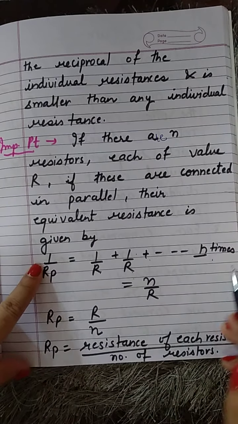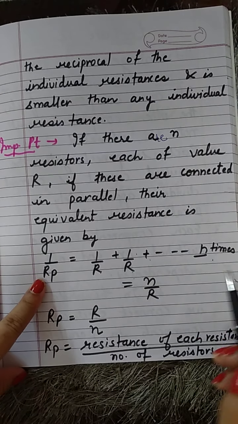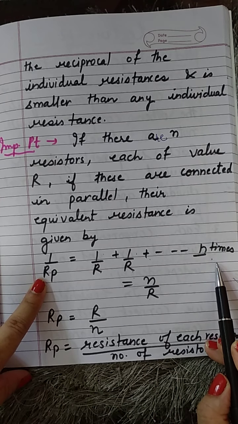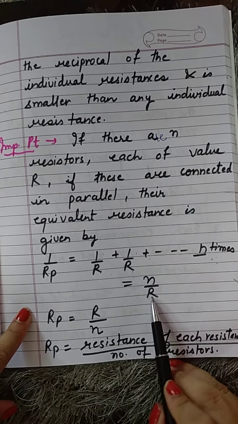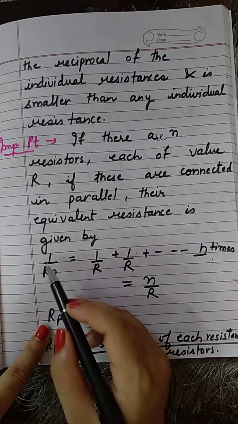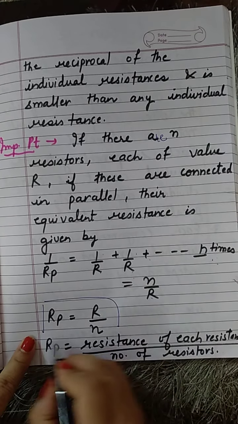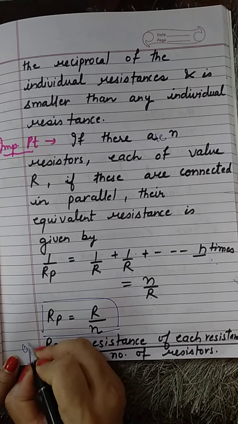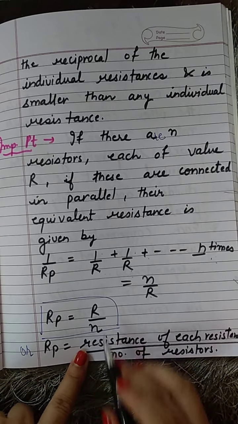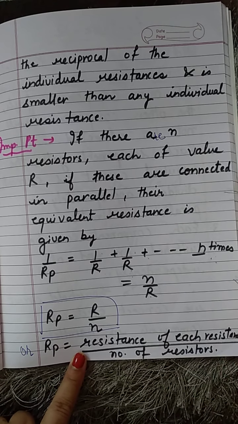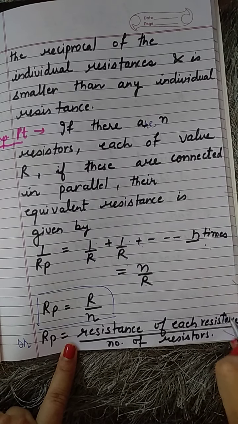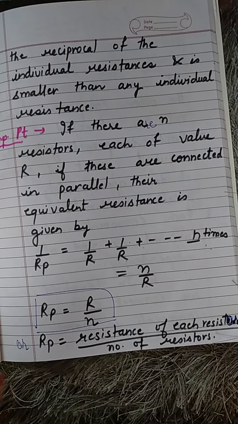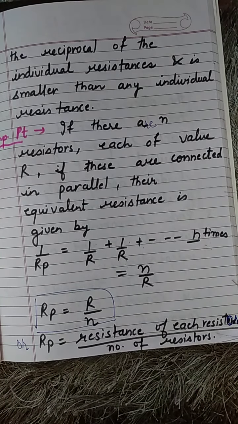So what he has written here, 1 upon rp is equal to 1 upon r plus 1 upon r up to so on, that is n times, which is equivalent to n over r, that is rp. Reciprocal I have done. rp is equal to r over n. What is r? Resistance of each resistor. Resistance of each resistor divided by number of resistors.